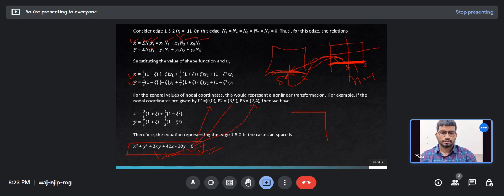Similarly, if the edges are straight, they can be represented by either a four-noded element, an eight-noded element, or a higher-noded element. But for curved edges, we need at least an eight-noded element, right? So this is what I was trying to show here.